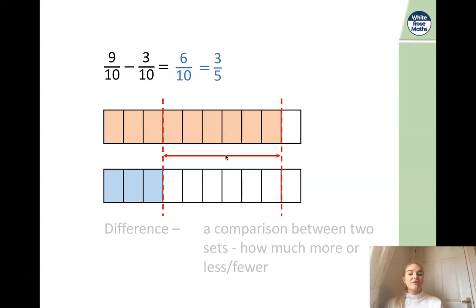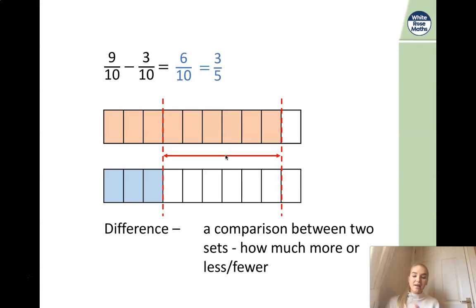Now we have just found the difference. We have made a comparison between two sets of numbers. We have looked at how much more there are in 9 than 3. We've also thought about how much less there are in 3 than 9. We've also been able to make an equivalent fraction here.